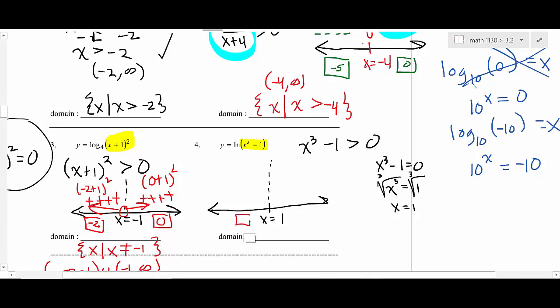So I'm going to take 0 there. That would be 0 cubed minus 1. What is that, negative or positive? That's negative, so that's not the answer, right? We're looking for where it's positive.